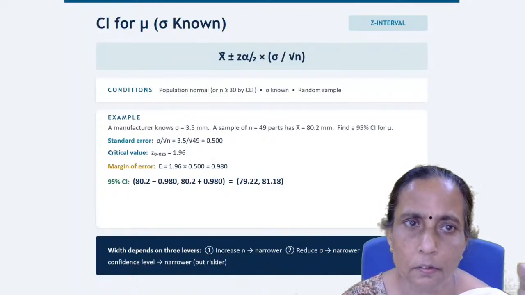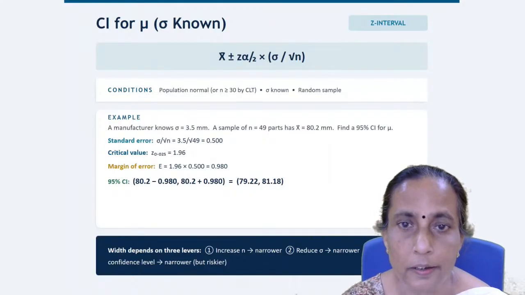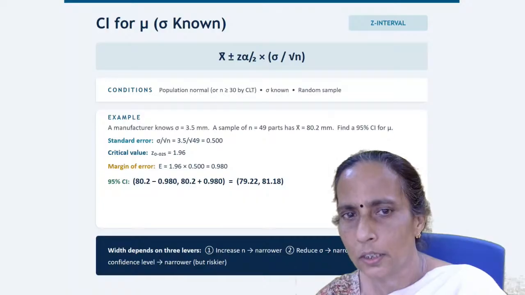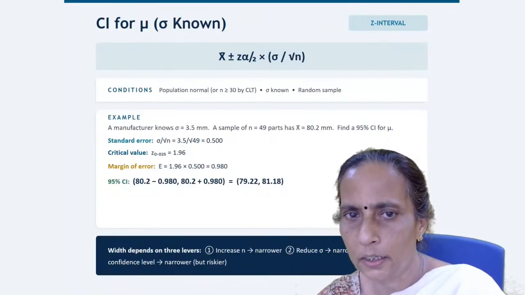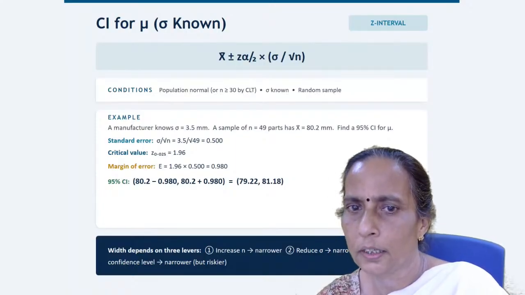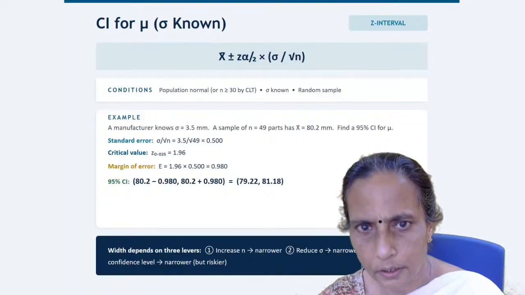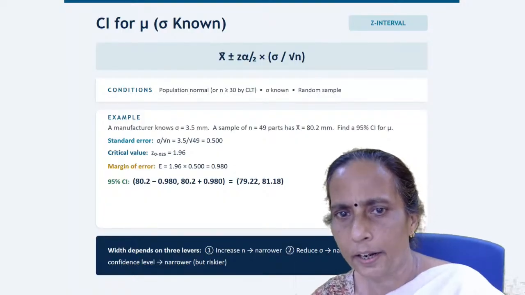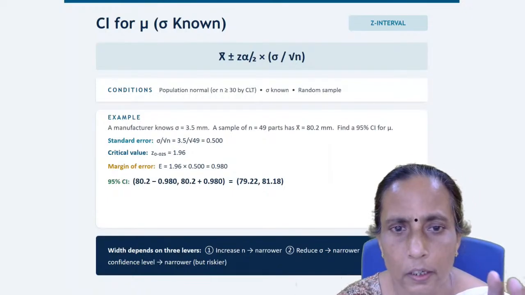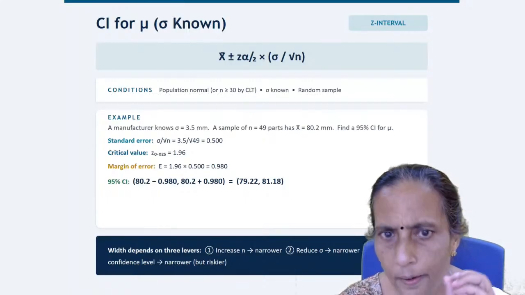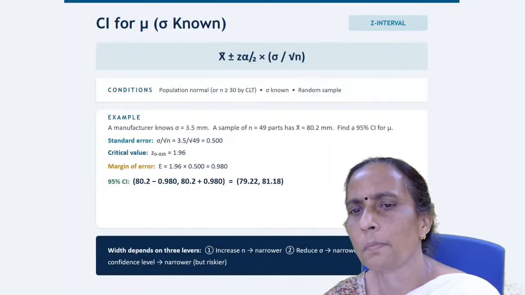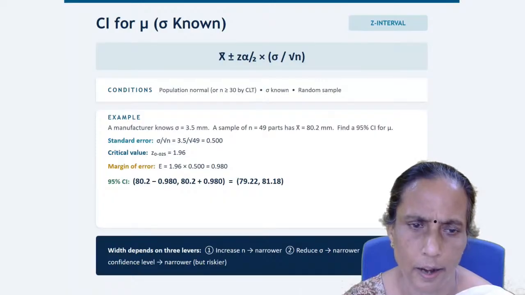The confidence interval for your population mean, given the population standard deviation, is your sample mean plus or minus the Z value at alpha by 2, where alpha is your level of significance, times the standard error. The population is normal, or the sample size is more than 30. By central limit theorem, it is a standard normal distribution. So your sigma is known and the sample is random.